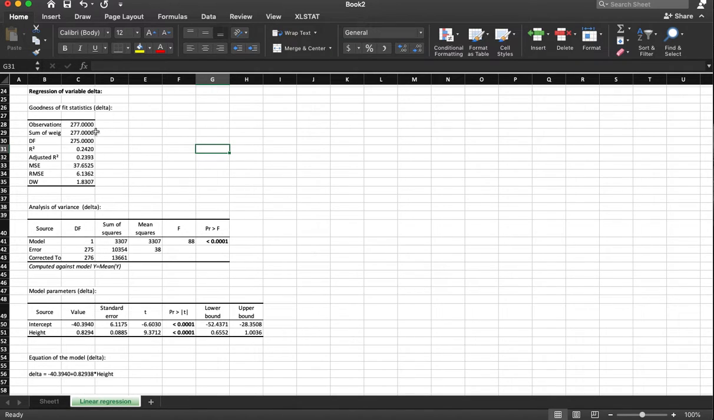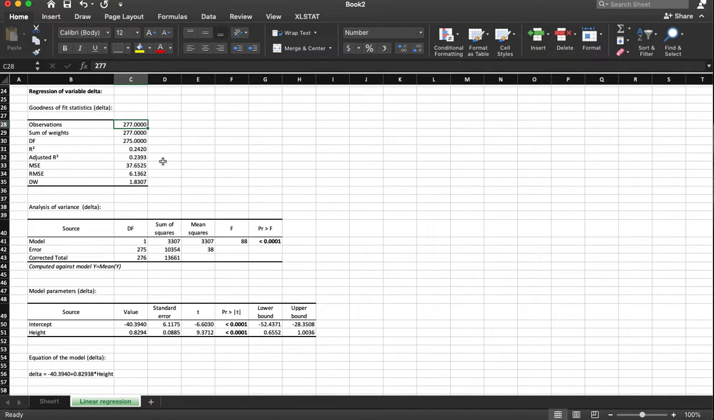So let's start with the top. We have 277 observations. Great. R squared is the proportion of variance explained by the model. That's 24%. It's not bad for having one variable. One variable explains 24% of the variability here, so that seems pretty good.